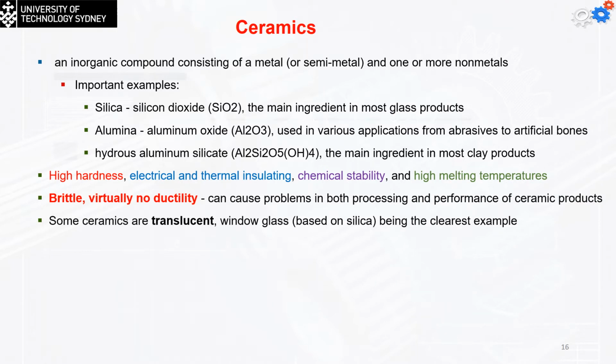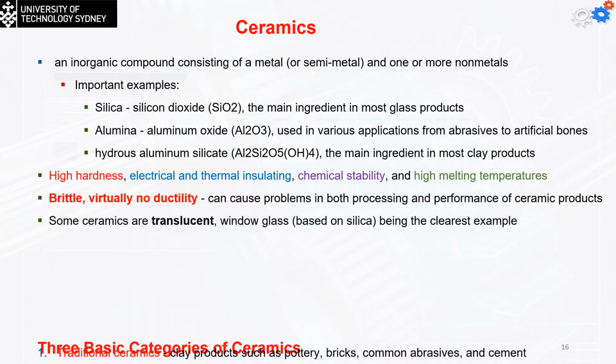Ceramics have high hardness, electrical and thermal insulation, good chemical stability, and high melting temperatures. But they are brittle, with virtually no ductility at all, and this can cause problems in both the processing and performance of ceramic products. Some ceramics are translucent, like window glass based on silica, being the clearest example.